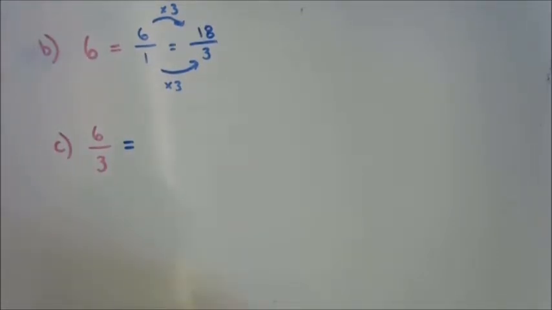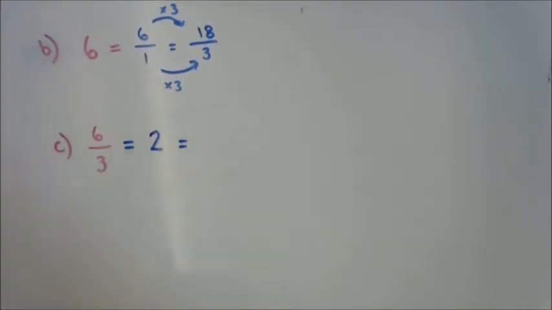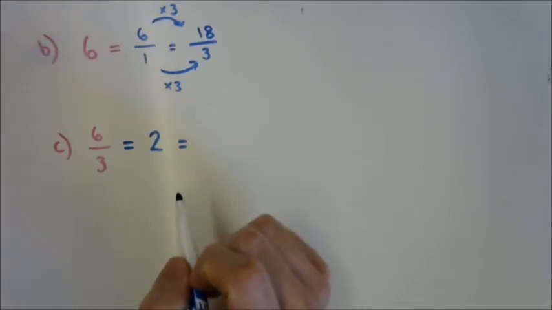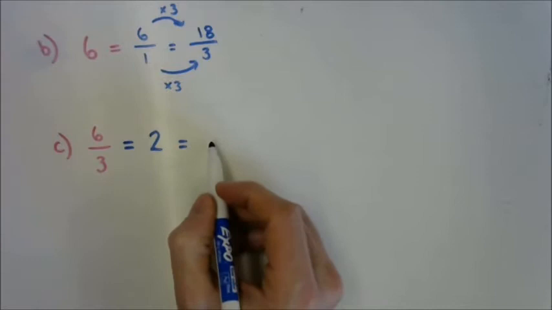In C, we have the rational number 6 over 3. We know that 6 over 3 can also be read as 6 divided by 3, which is just 2. So one equivalent form is just 2. Now we could go back into rational form, into fractions, in order to get a few more equivalent forms. And again, we're just taking the top and bottom number, multiplying them by the same value.